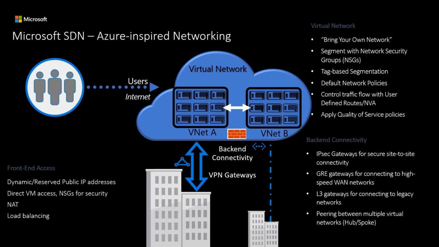So you're not taking up numerous IP resources on your physical network. You can use a single IP and then NAT all of that traffic for those virtual machines through it. And then last but certainly not least, again, is load balancing.